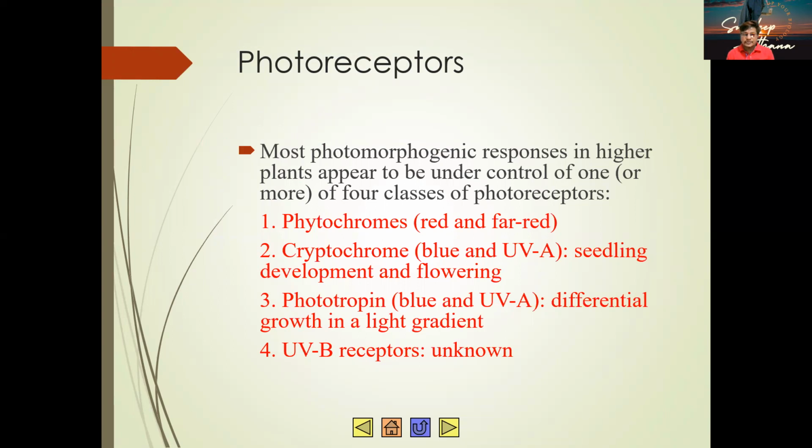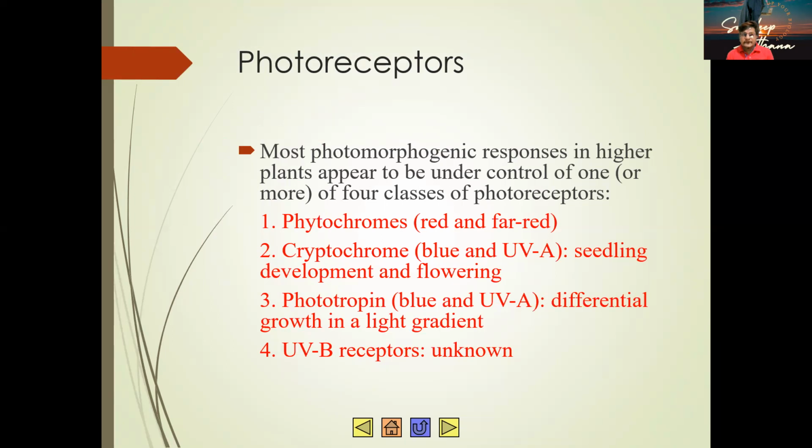So first is phytochrome, which we'll discuss today. It has red and far red forms, two alternatives existing in the plant. Second one is cryptochrome, which largely absorbs light in the blue and UV range. They play an important role in seedling development and flowering as well. Third one is phototropin, which plays an important role in differential growth along the light gradient, and is responsible for absorbing blue and UV irradiation. Fourth one is the UVB receptors. We do have these, but still we do not have much information about them.